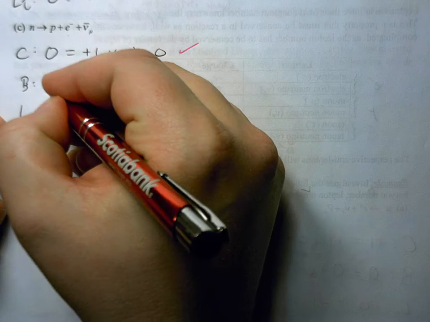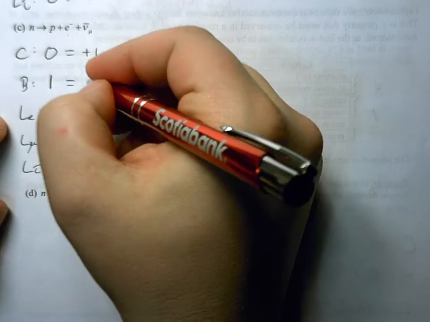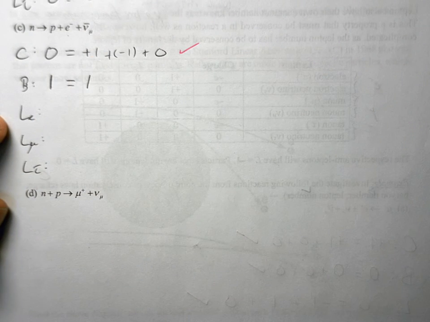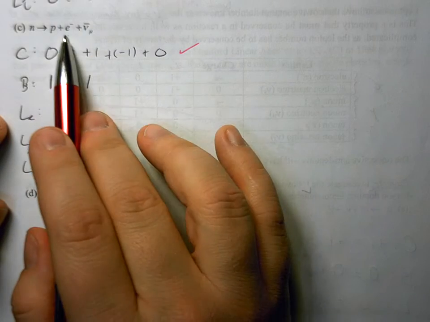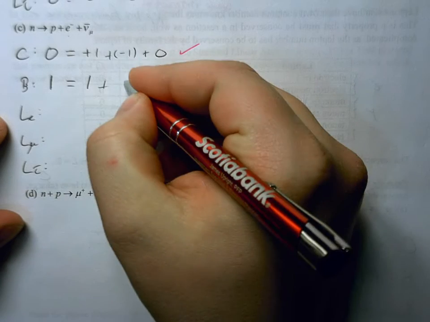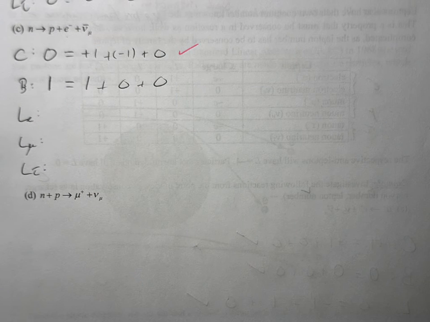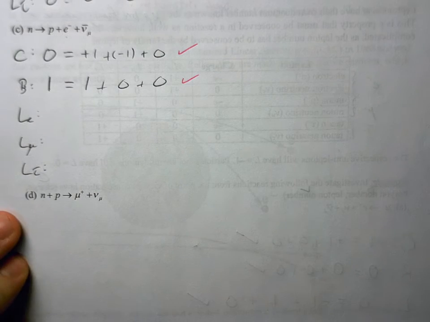In terms of the baryon number, we have a neutron. It's a baryon. It's got 3 quarks, so it's going to have a baryon number of 1. We have our proton, also has a baryon number of 1 because it has 3 quarks. And then our electron and our muon antineutrino, since they're leptons, are going to have baryon numbers of 0. So we do have 1 equals 1. The baryon number is conserved.